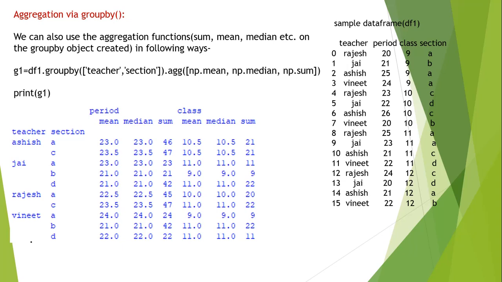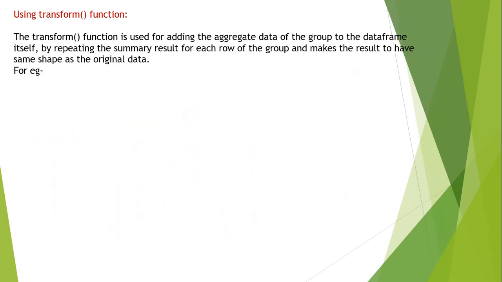Okay, now this is a very crucial part of these data frame operations, that here we are able to perform multiple operations at once, and we are able to view those operations at once as well. Okay, now let's move further using the transform function. Now this transform function is used for adding the aggregate data of the group to the data frame itself.